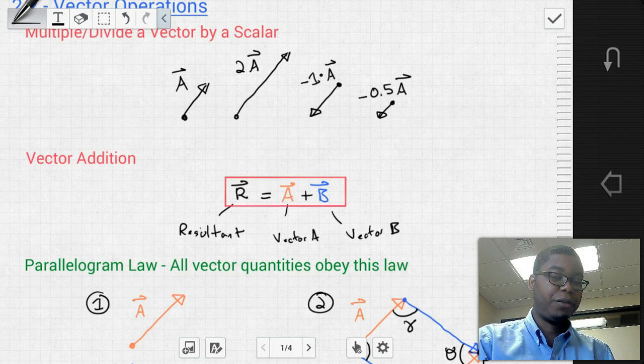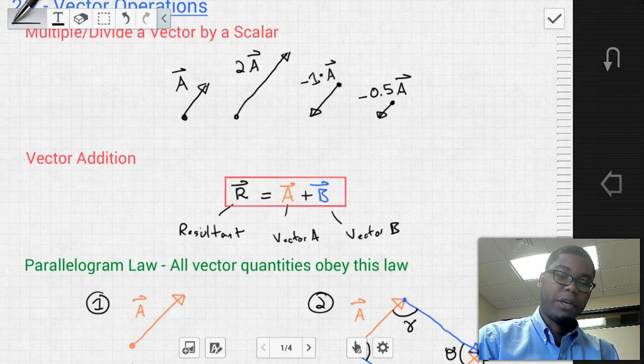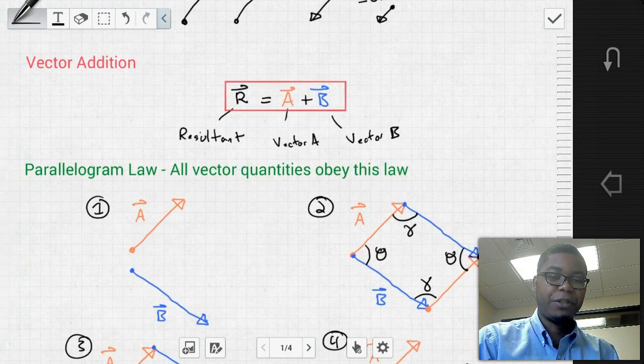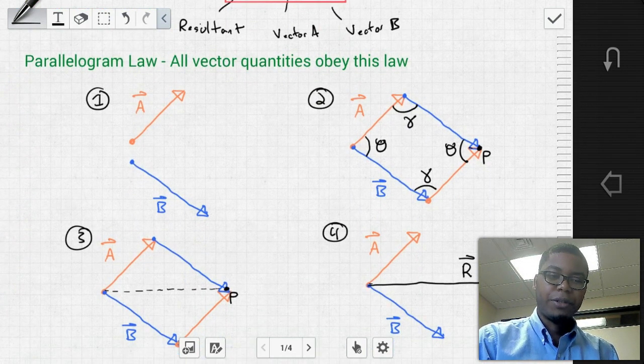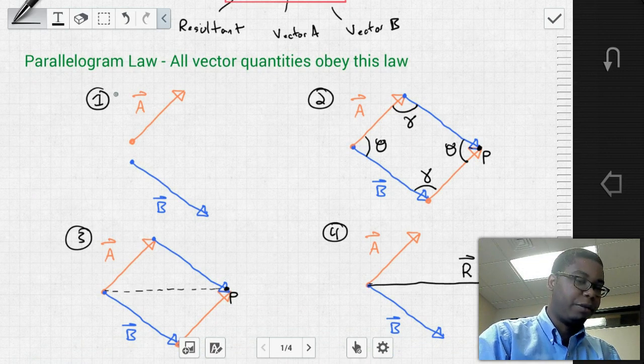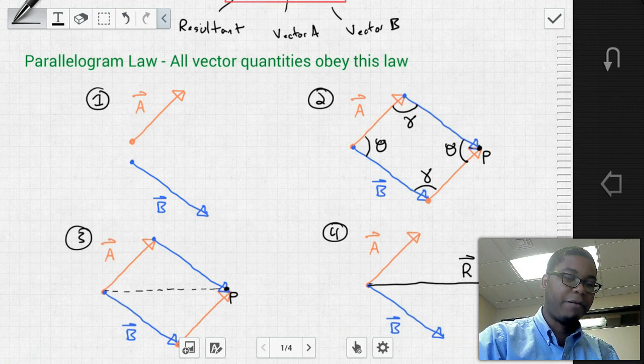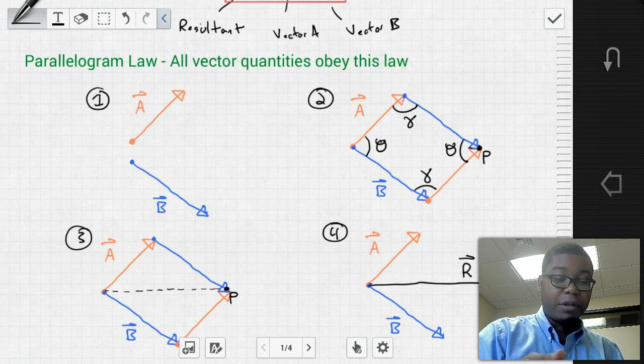One of the ways is to use the Parallelogram Law, and all vector quantities obey this law. So it's a very useful law. Let's look at the diagram here. In step 1, we have two vectors, a vector A and a vector B. They both have different magnitudes, different senses, and different angles or orientations.